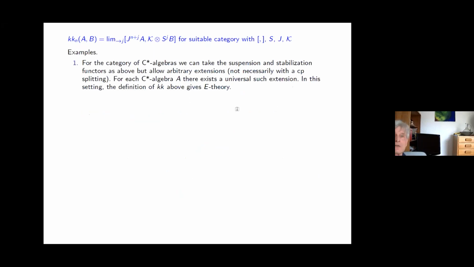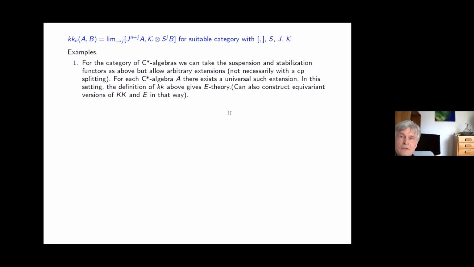And okay, now let's look at some examples. We can take different categories of algebras and different structure elements like suspension, compact operators, and classes of extensions. So first example, the category of C-star algebras. We take suspension and stabilization as above, but this time we allow arbitrary extensions, not just extensions with a completely positive splitting. And one can show that there exists again a universal such extension. Well, you have to complete the tensor algebra in a different way. And in this setting, the definition of kk gives, of course no surprise, the E-theory introduced by Connes and Higson. And so that's the universal functor that is also half exact for arbitrary extensions of C-star algebras.